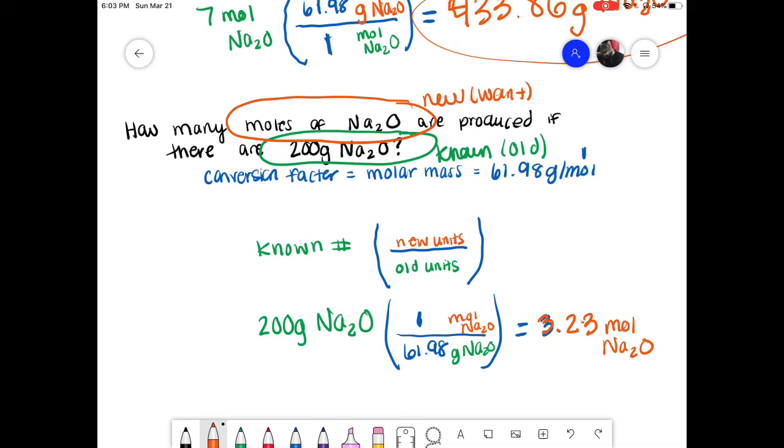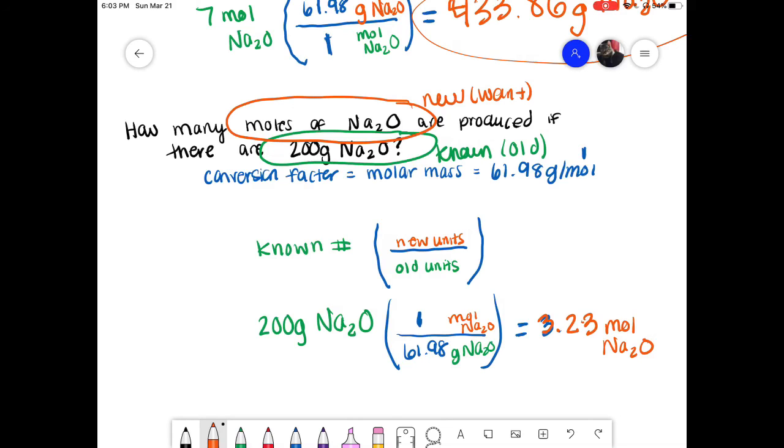Now, does this make sense? Well, we know, again, for every 1 mole, we have 61.98 grams. So if our mass is bigger than 61.98 grams, our number of moles should be bigger than 1, which it is. So this answer does make sense.